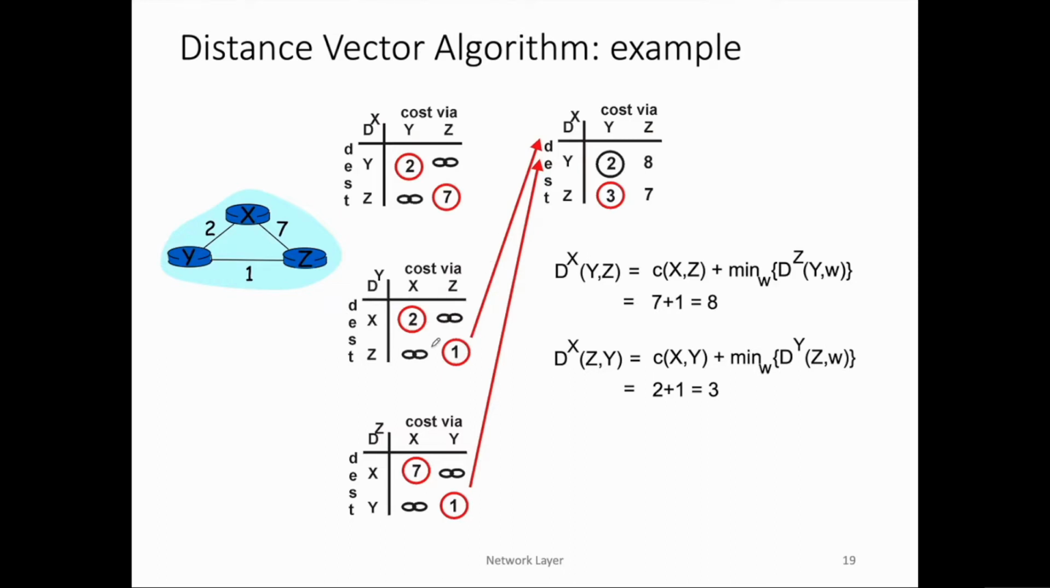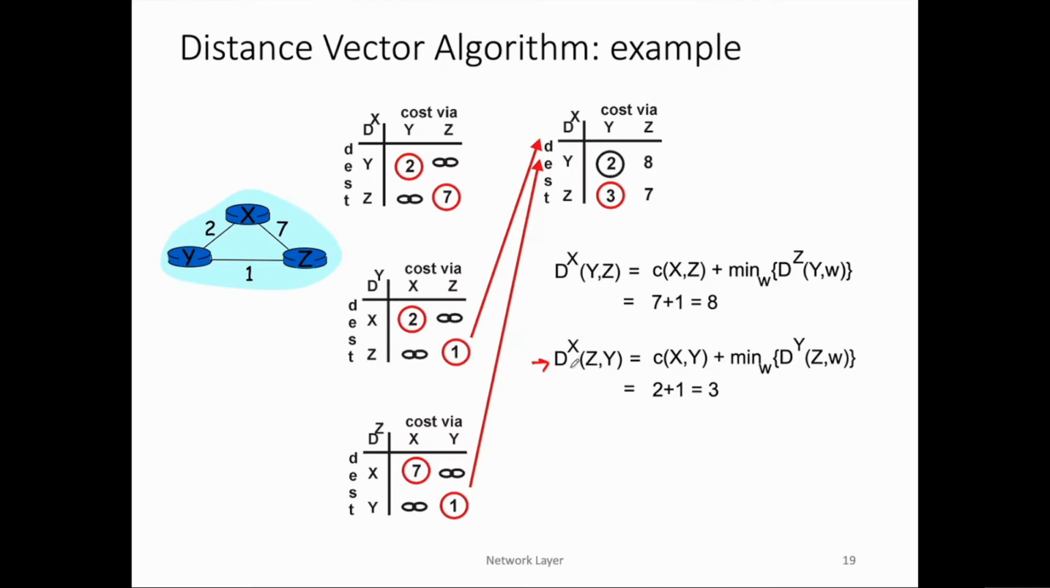Y has two costs here. The first cost is to reach from Y to X. Probably X won't be interested in this cost, right? So what about the second cost? The cost to reach from Y to Z is 1. So this is a message from the neighbor Y, and we will update the table of X using this message. So this is the message here, and using this equation, we will update the table of X.